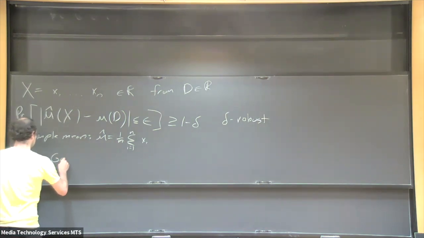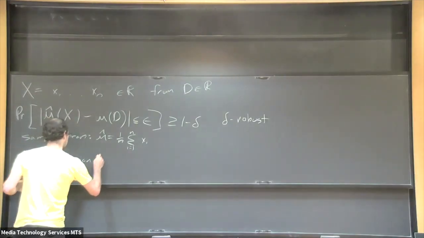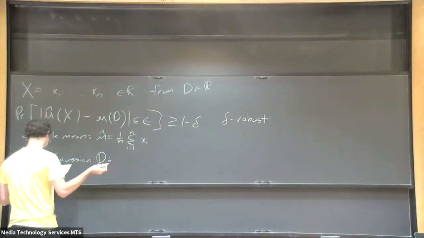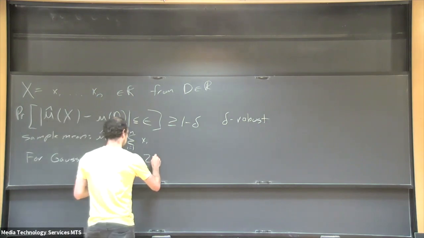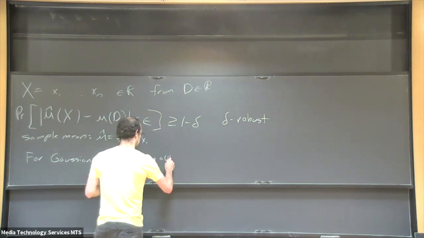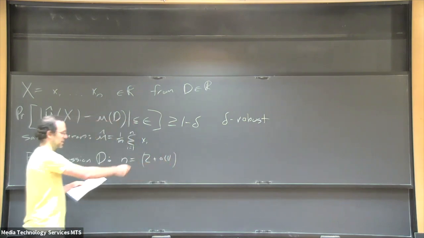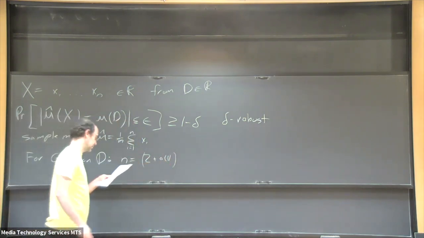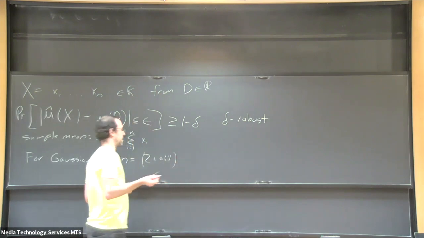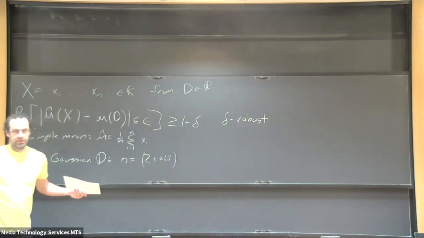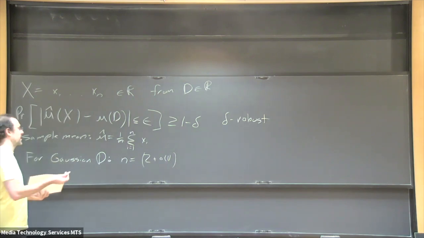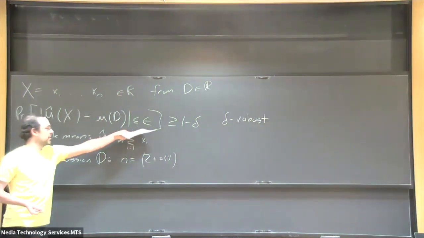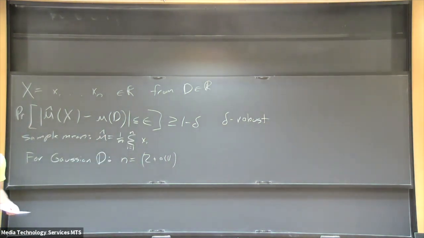For Gaussian, you need n equals 2 plus little o of 1. So this is a very tight characterization. How many samples do you need to estimate the mean? Can you guys actually help me out here? So we want to estimate the mean to within epsilon from a Gaussian. So how many samples do you need if you just take the sample mean?